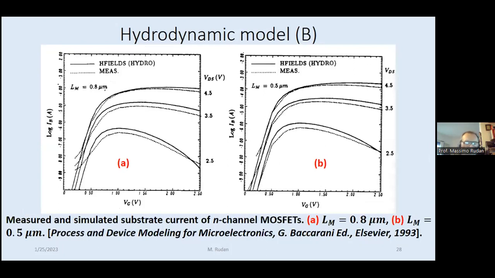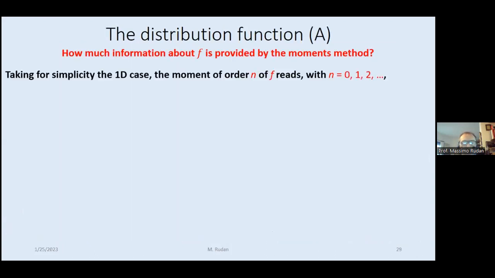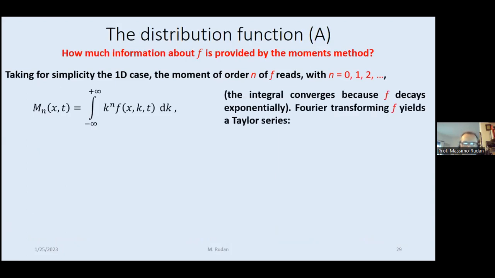is given by this figure, in which the simulation regards the substrate currents of the transistor that are much, much smaller and much more difficult to describe. Again, the comparison between measurement and hydrodynamic simulation is good. How much information do we get from the moments method? This is the idea that drives us to the next step in the device modeling.